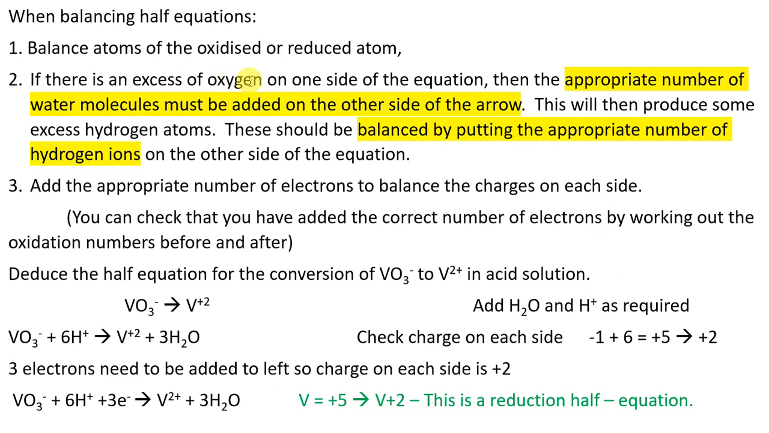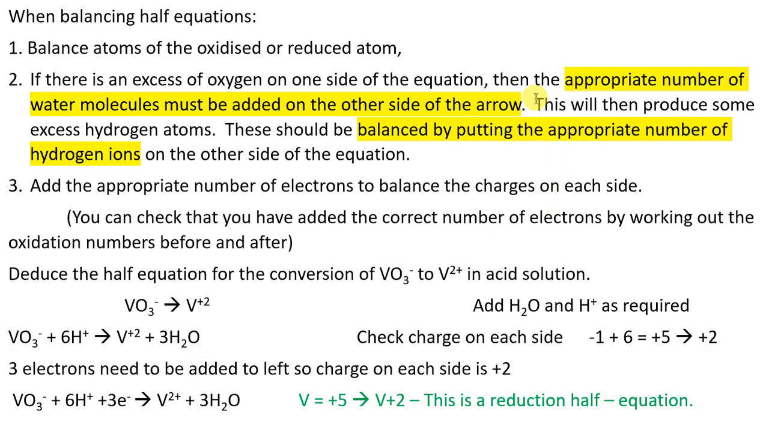balance the atoms of the oxidized or reduced atom. If there's an excess of oxygen on one side of the equation, then the appropriate number of water molecules must be added on the other side. I'll look at my example below. VO3- going to V plus 3. I've got 3 oxygens on the left-hand side already. I need 3 waters on the right to balance.